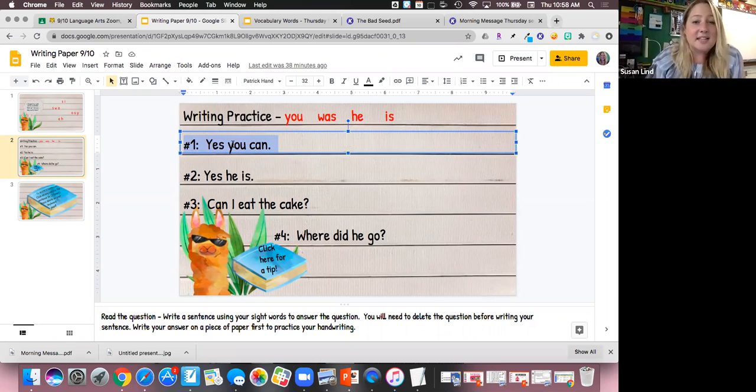If I click on the delete button on my keyboard, it'll take it all away. And that's okay if you get rid of the number. I don't need the number there. I need to see your sentence. Okay?